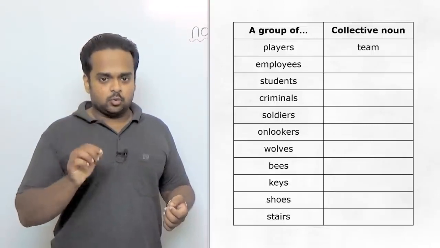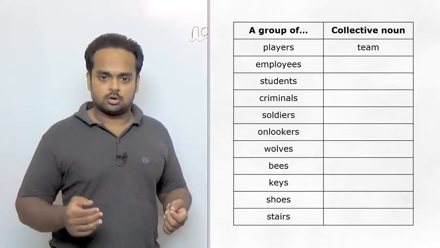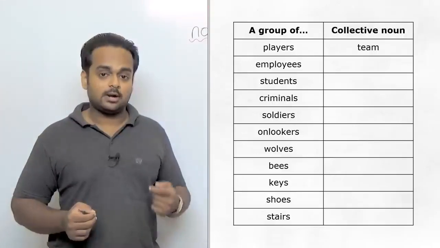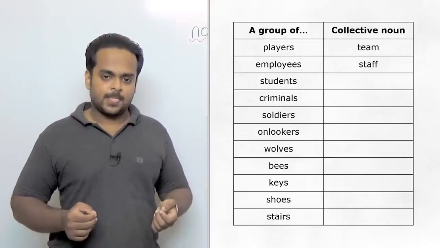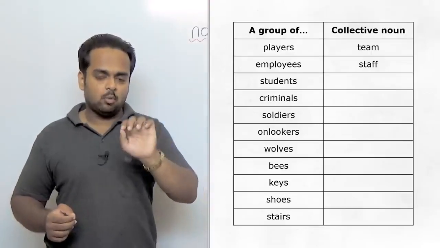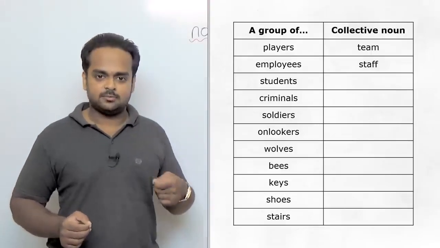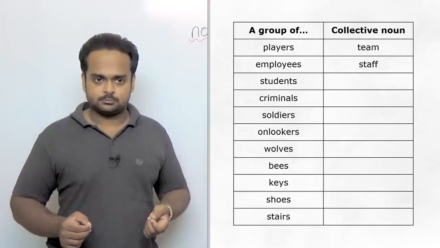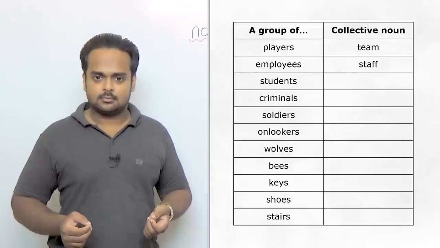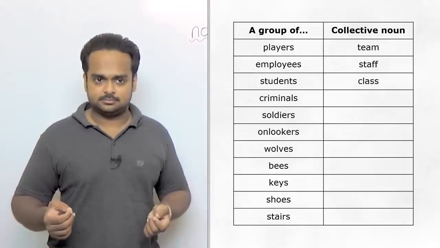Actually, there's another word for a group of workers or employees. Can you guess that word? That word is staff. In the same way, on the screen I have some more examples, but I want you to guess the collective nouns before I show them to you. What do we call a group of students? A group of students is a class.